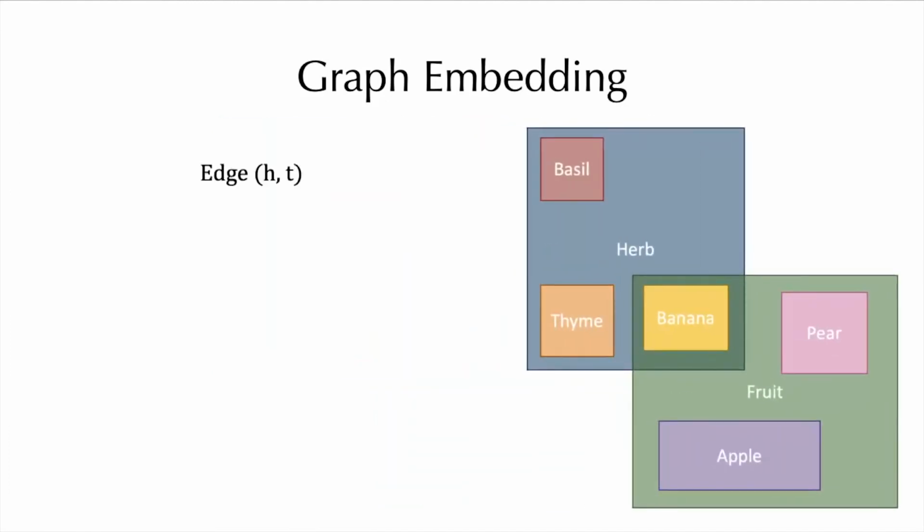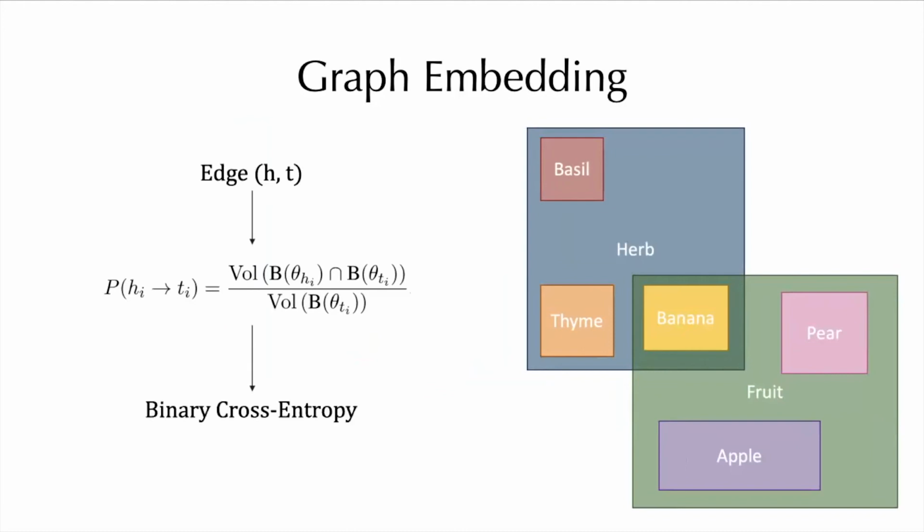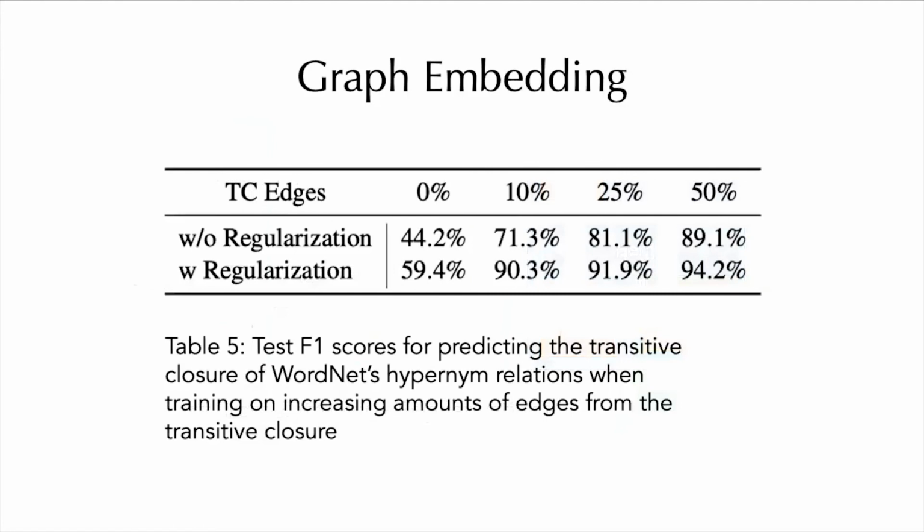Given two nodes h and t, we model an edge between them via conditional probability, which uses the volume of the boxes. For example, the conditional probability of fruit given apple is 1. We train this probabilistic objective using the aforementioned numerically stable binary cross entropy loss, as well as some additional regularization. As reported in the paper, we see that our library allows one to effectively train boxes to represent graphs. We recover results in line with those previously reported, which establish that boxes are capable of capturing the transitive closure of their training data, and that regularization helps in this regard.